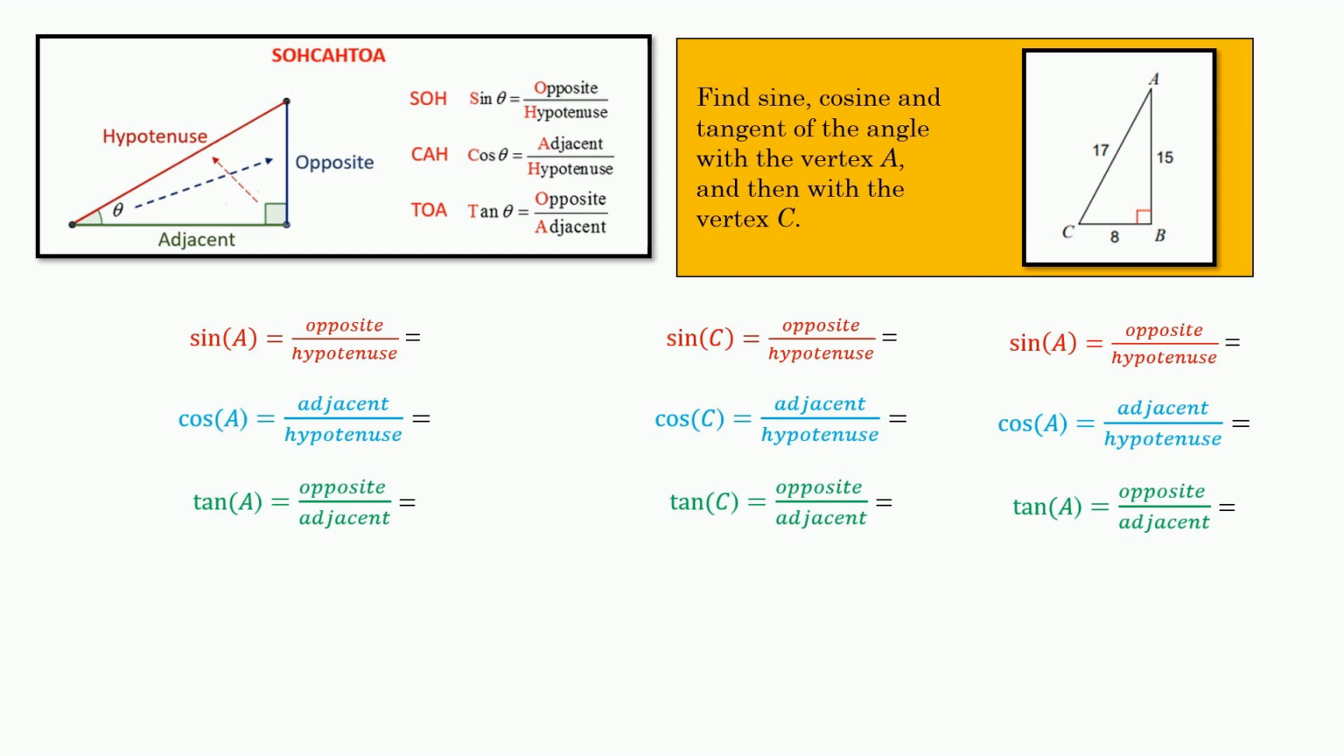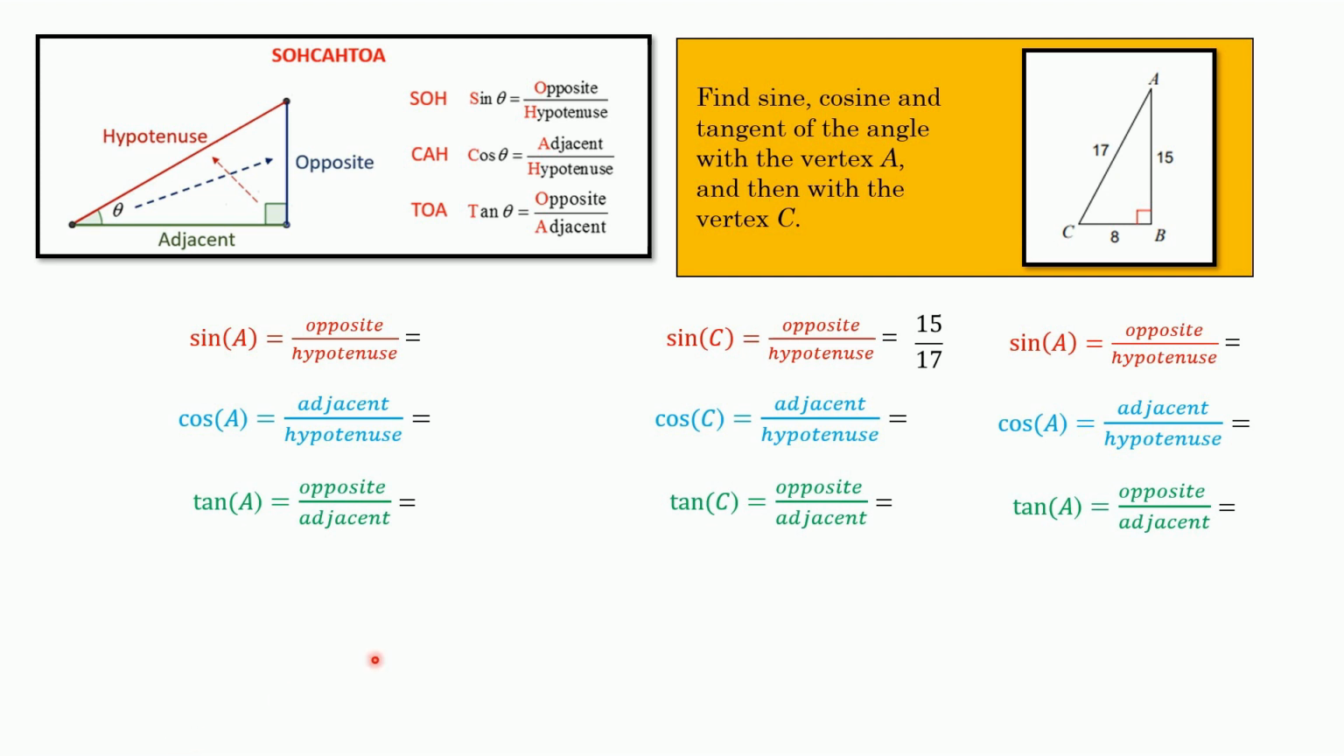So let's do a little exploration into an example, okay? So we've got sine of C, cosine of C, and tangent of C. And then we have sine, cosine, and tangent of A. So C means the angle whose vertex is C. It's right here. And A is the angle whose vertex is A. So that's this one right here. All right, so sine of C is opposite over hypotenuse. So opposite is 15, hypotenuse is 17. So that's going to be 15 over 17.